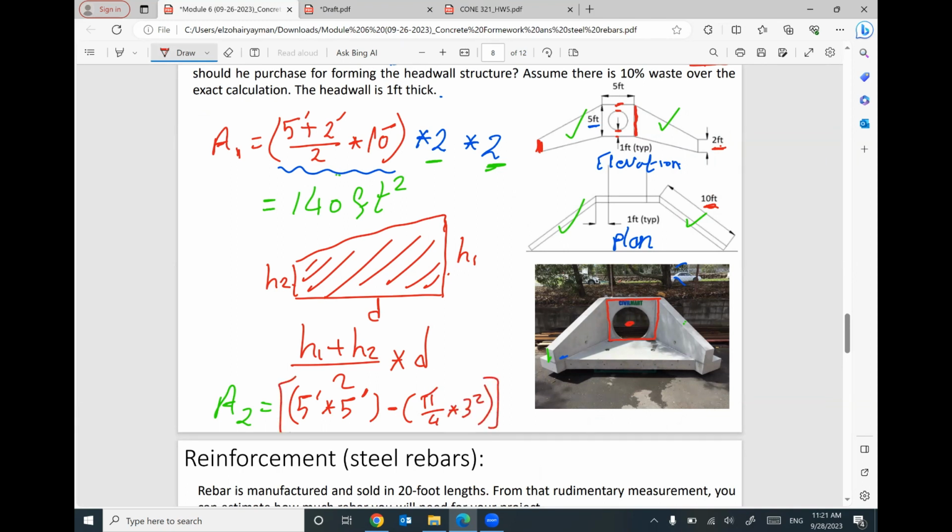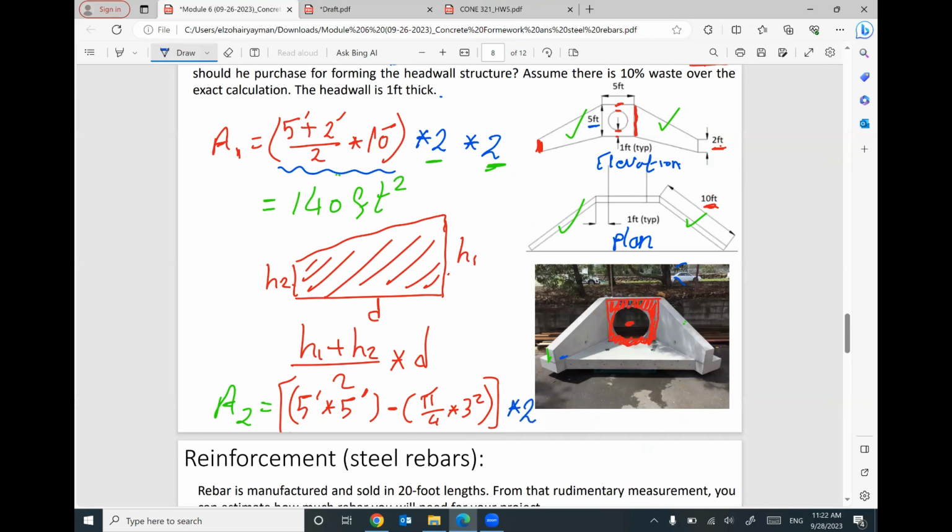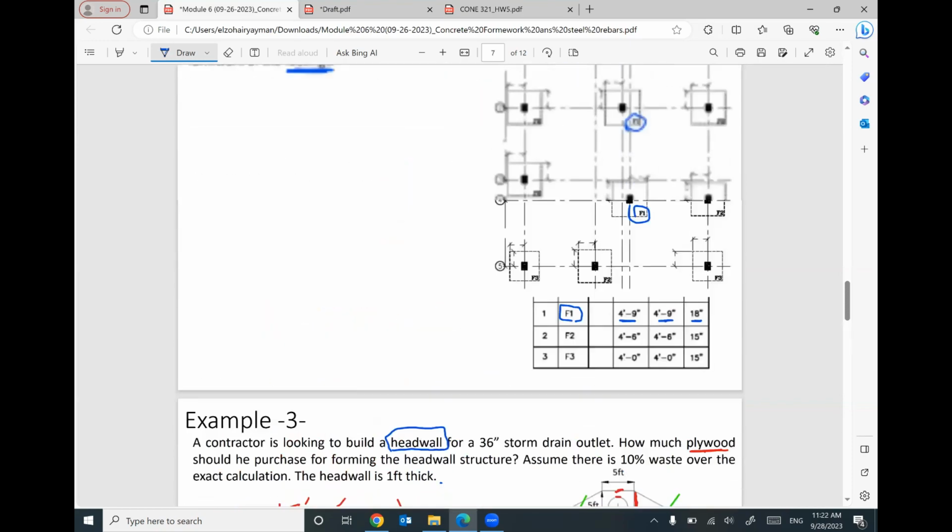This is only the area outside the diameter. Outside the circle, I'm sorry. Keep in your mind, I need to multiply this total area by 2 because I need to construct this formwork one more time on the back and then pour concrete in between. Does that make sense?